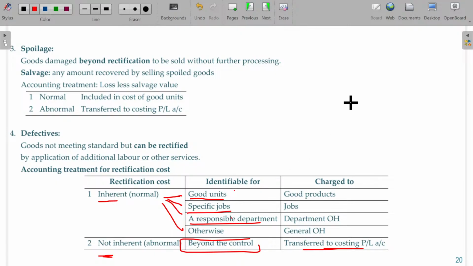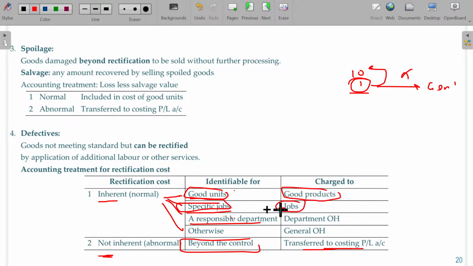Okay. So I told you tea and 1 rupee. Now, how do you adjust this 1 rupee? Is it going to be added to this cost? No. Will it be addable to the general overhead? So logically, where you can add, you can go and add. If it is identifiable with the goods, it can be charged to the products, specific job, and you can charge to the jobs. Any responsible department, it may be part of department overhead, and otherwise it can be transferred to the general overhead. Hope you'll now be able to understand this one.